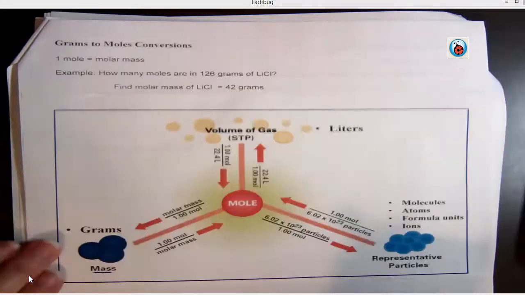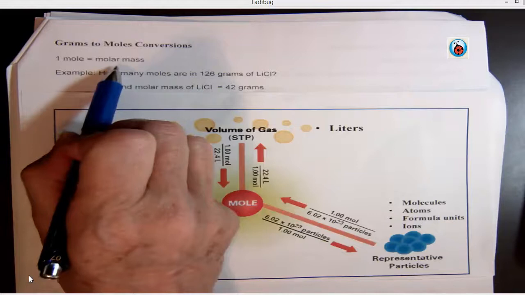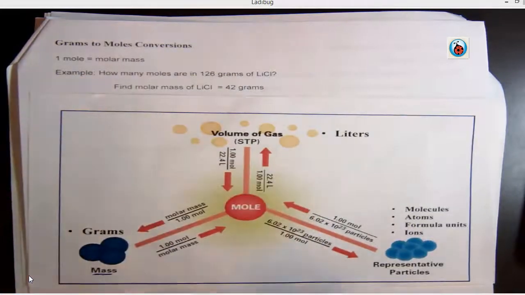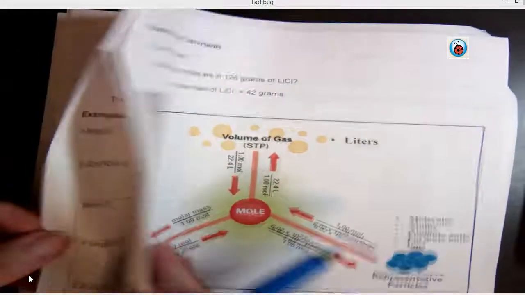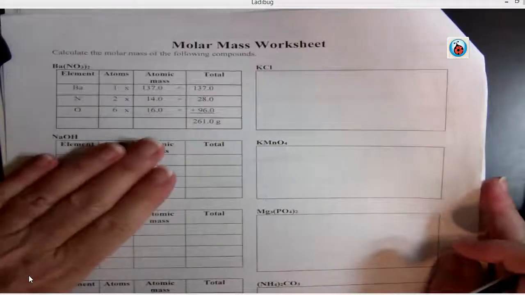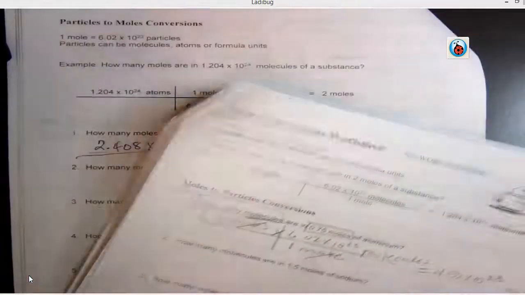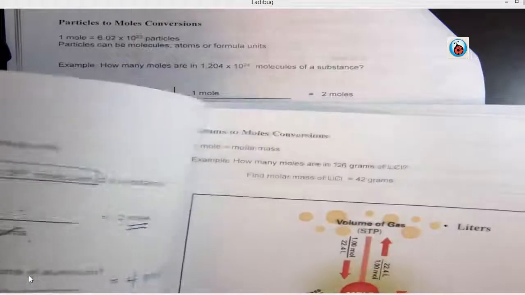All right. What do we need to do that? We need to know that 1 mole equals the molar mass of our substance. And we know how to calculate molar mass because we did it where? We did it 2 pages back, right? This is where we were counting. This is where we learned how to do molar mass. So we're going to use this information to calculate moles now. Okay, let's get back to our page here.